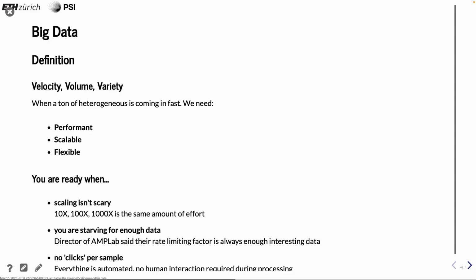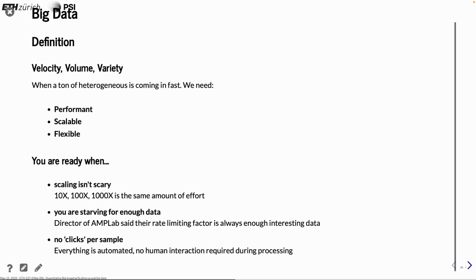So coming back to big data, we have already talked about the 3 V's. We have velocity, volume, and variety. And here we have a lot of heterogeneity coming in, and we need to be performant, we need to be scalable, and we also need to be flexible. For that, we need to make sure that the scaling isn't a problem. So we shouldn't add more of our labor into working with 10, 100, or 1,000 images, but just let the computer need a lot of time. It could even be you're starving for enough when you need even more data. That could be a thing.